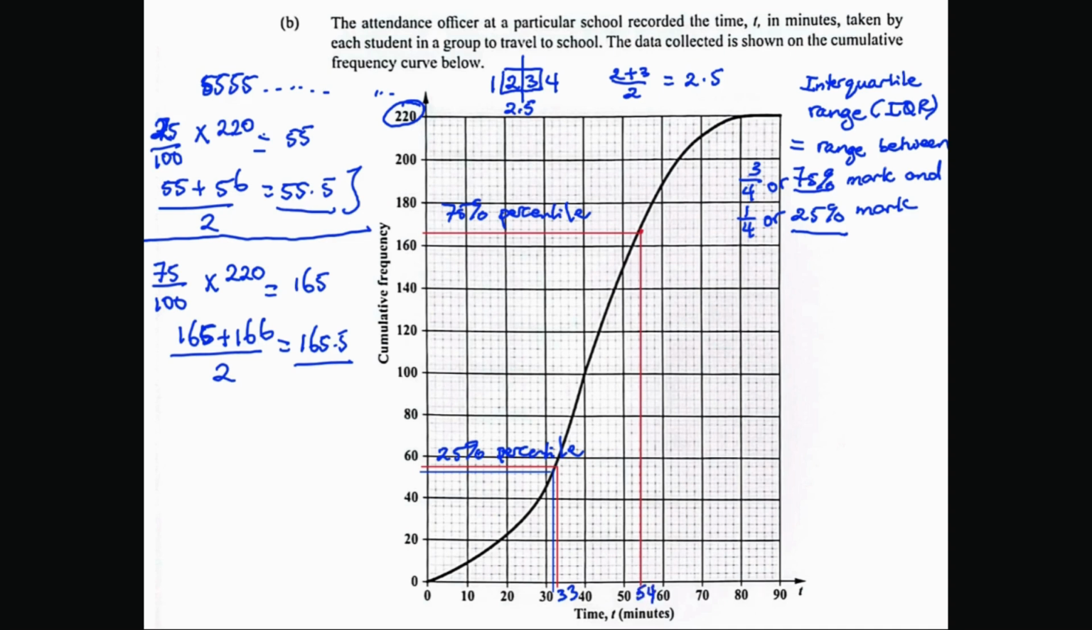I'm going to go back to the right hand side where we have our definition of the interquartile range. It's the difference between the 75th percentile value, which in this case is 54, and the 25th percentile value, which is 33. So the interquartile range is 54 minus 33, and that gives me 21 minutes, because this is our time in minutes. And that brings us to the end of this question.